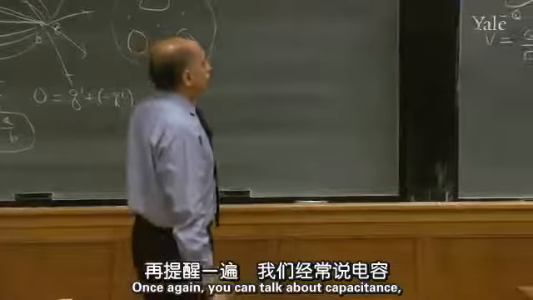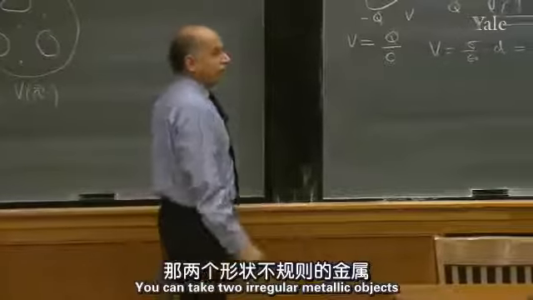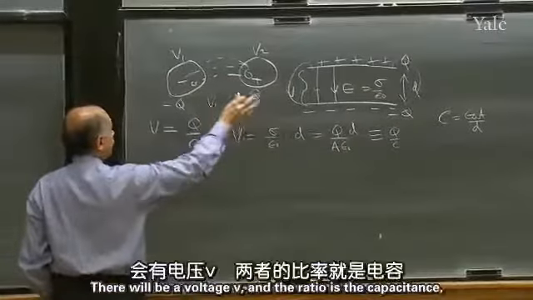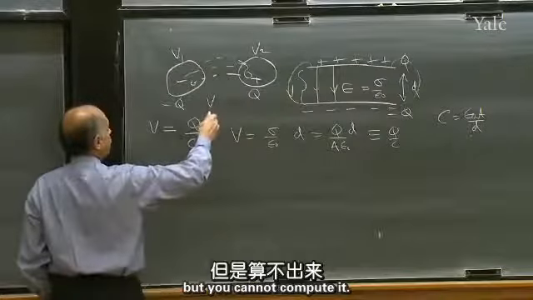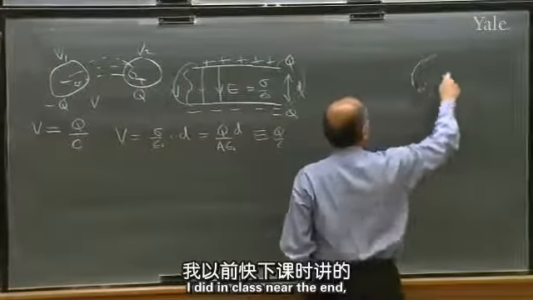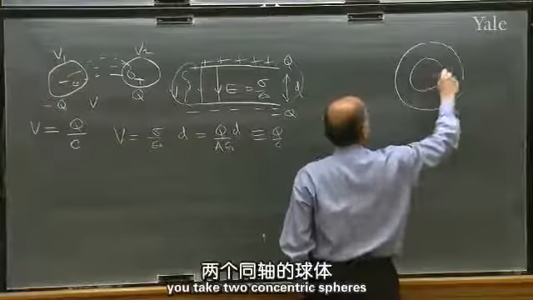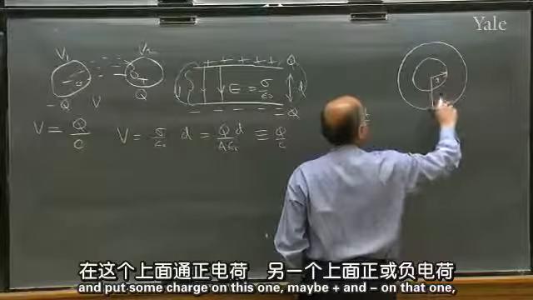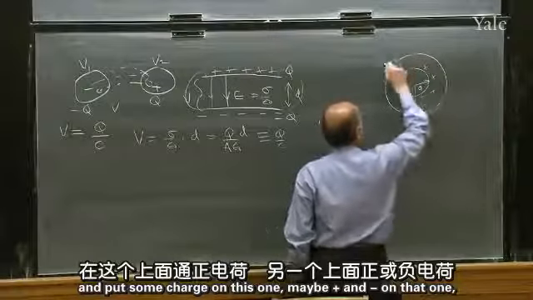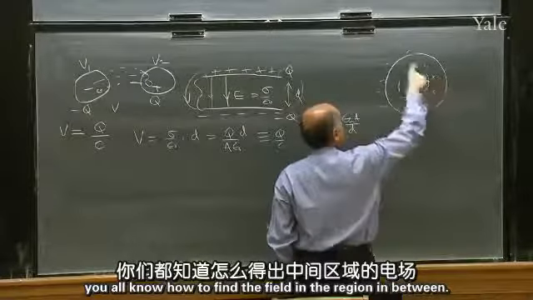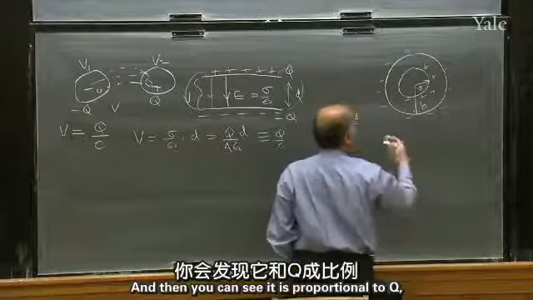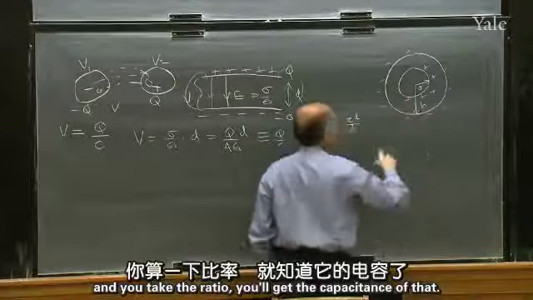Once again, you can talk about capacitance, but you cannot always calculate it. You can take two irregular metallic objects, and in principle, for a transfer of charge Q, there will be a voltage V, and the ratio is the capacitance, but you cannot compute it. But for a parallel plate geometry, or another one I did in class near the end, you take two concentric spheres and put some charge plus on this one, and minus on that one. You all know how to find the field in the region in between. You can integrate it, and you can find the potential difference. Then you can see it's proportional to Q, and you take the ratio, and you'll get the capacitance of that.